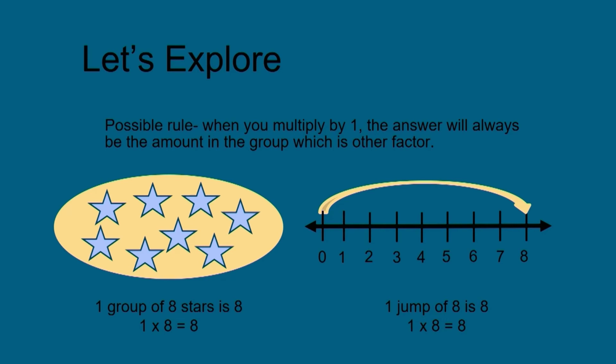So on the left, where we have a group of stars, we have one group of 8 stars, which is 8. So 1 times 8 equals 8. And then if we look at our number line, if we take one jump of 8, that also gets us to 8. So 1 times 8 equals 8.